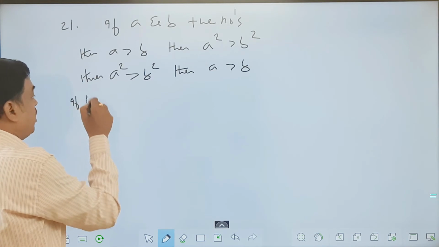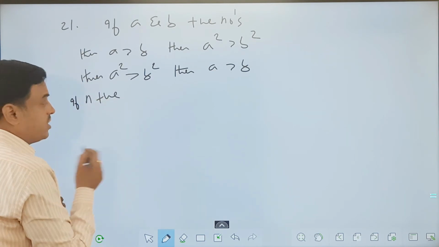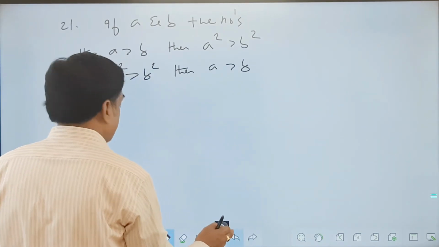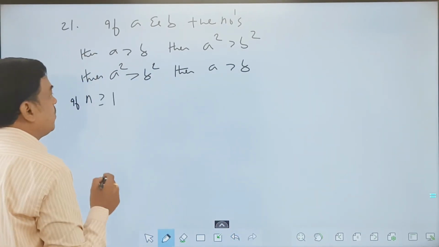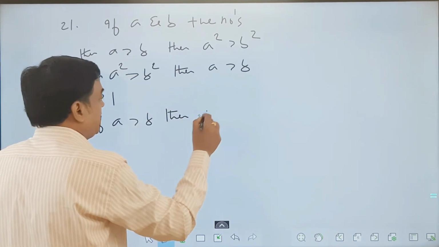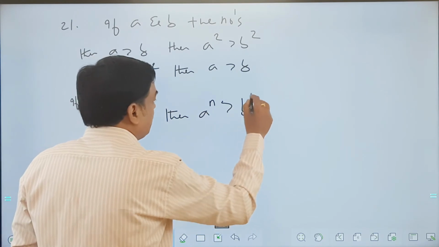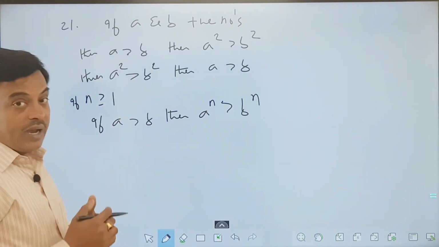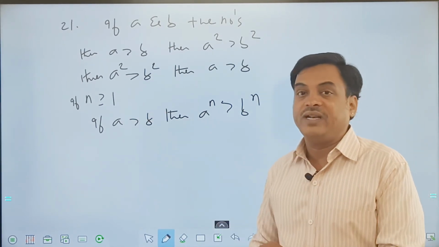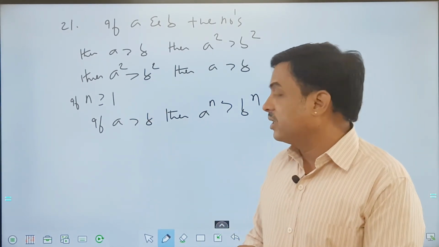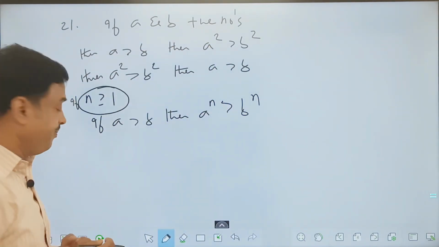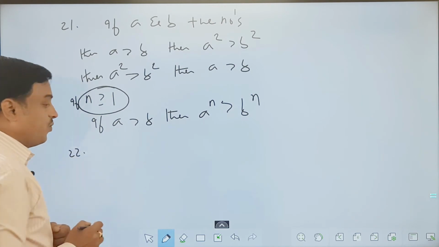And if the value of n is positive here, positive in the sense take greater than or equal to 1, then if given A is greater than B, definitely A to the power of n will be greater than B to the power of n. The n has to be a positive integer over here, any positive integer. These things we can see working always, based on these conditions. Okay. Now point number 22, friends.